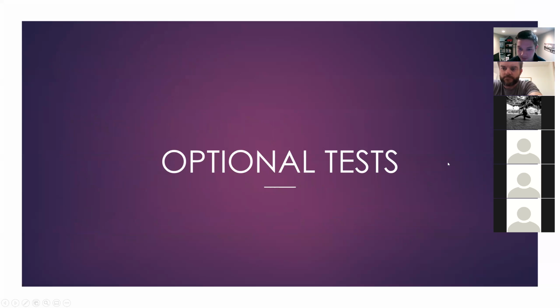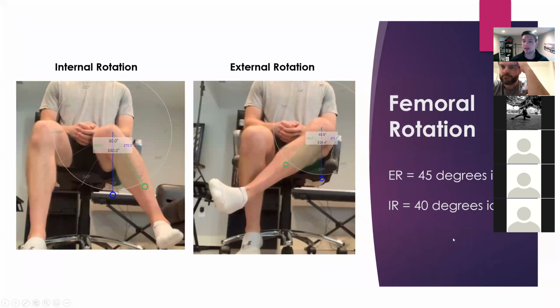Here are some optional tests you can do. You don't have to do these, but I like to do these if I'm kind of on the fence with someone, if I want a little bit more information. You can do femoral rotation. You can do this in a prone position, a supine position, whatever you want. Really, you're just looking for 45 degrees of ER, 40-ish degrees of IR.